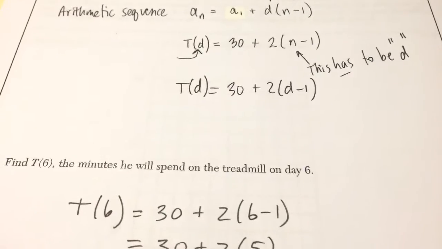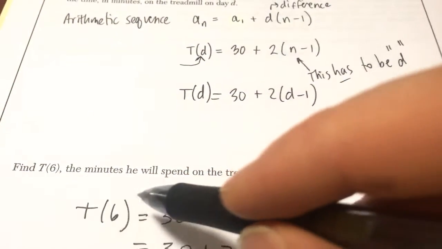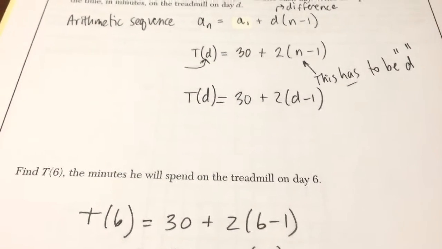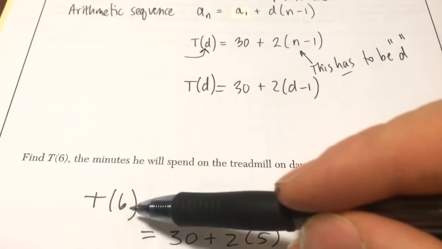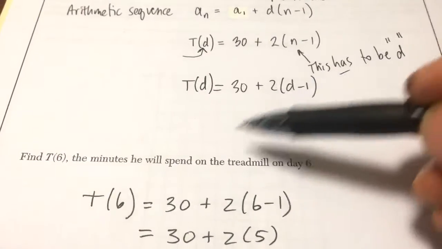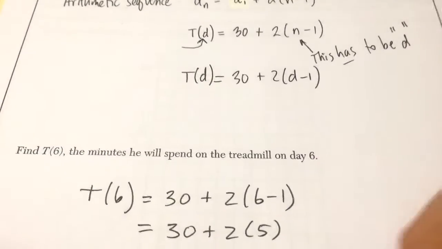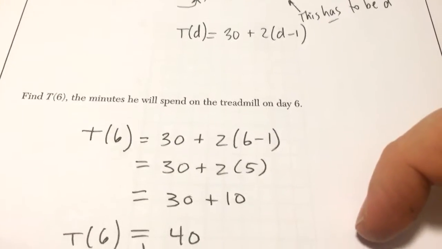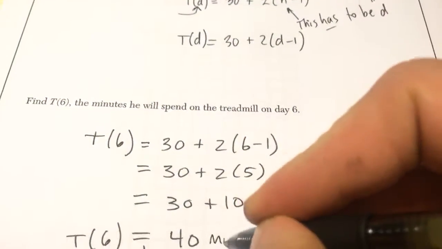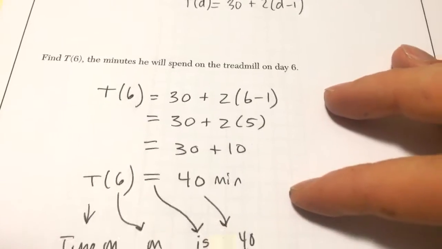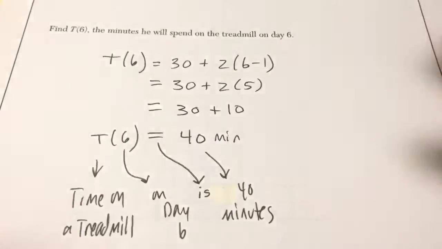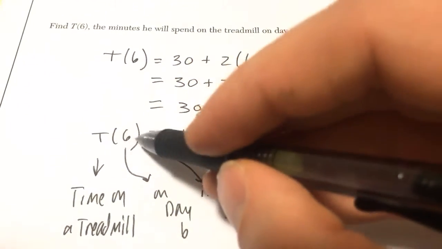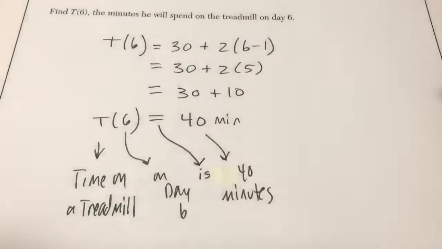At the bottom, it says find t of 6, the minutes he will spend on the treadmill on day 6. So all you're doing is plugging in 6 for d. I plug in 6 for d, I simplify, and I get 40 minutes. This basically suggests that the time on the treadmill on day 6 is 40 minutes.